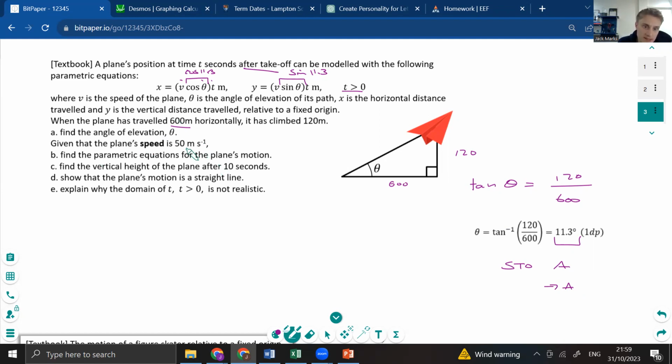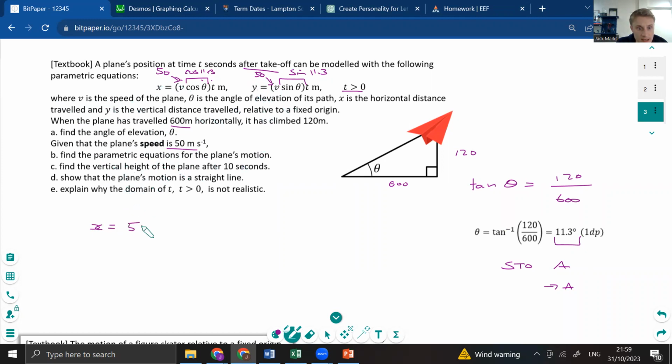Given that the plane's speed is 50, it is 50. It doesn't say it's 50 at this point. It just says it is 50. So what's that suggesting? It's suggesting that that's just a fixed number again. And if we go back, the plane's speed was V. So this bit there then is going to be 50, and that's the same. It's the same letter, it's the same V. It's 50. So we can clean that up a little bit.